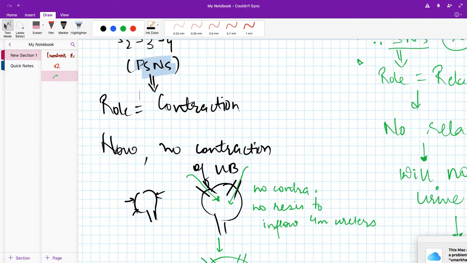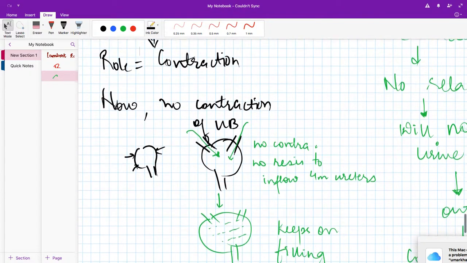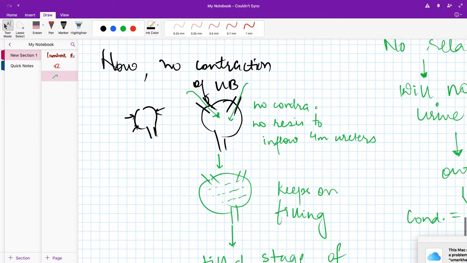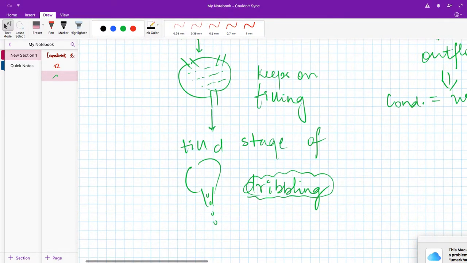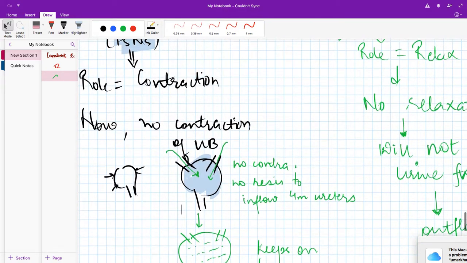there will be no contraction of the bladder, so the bladder will remain in a flaccid state. It will keep on accepting the urine. It is flaccid, it is not contracting, there is no tone, so the atonic bladder keeps on accepting the urine coming from the ureters and filling into the bladder. It keeps on filling till the stage of dribbling, and so there is urinary incontinence as well as fecal incontinence.